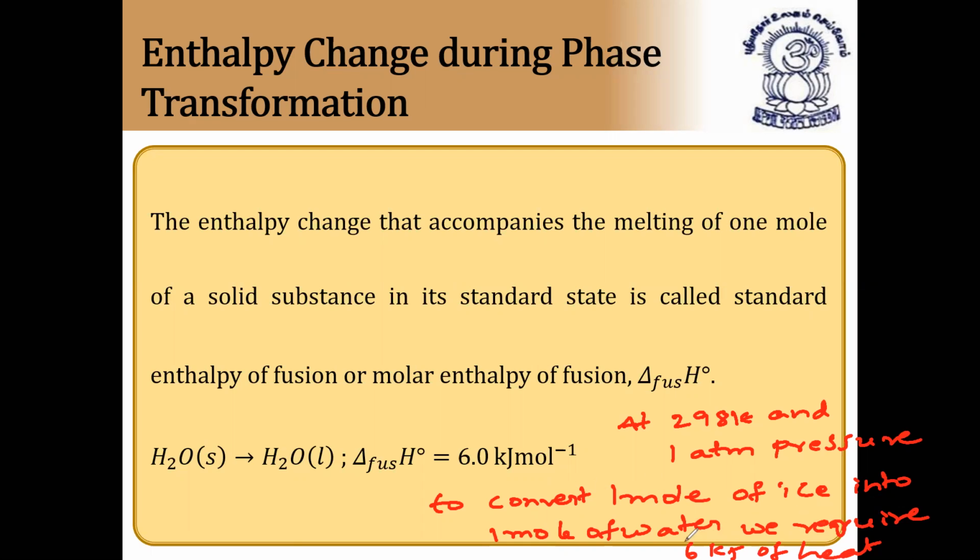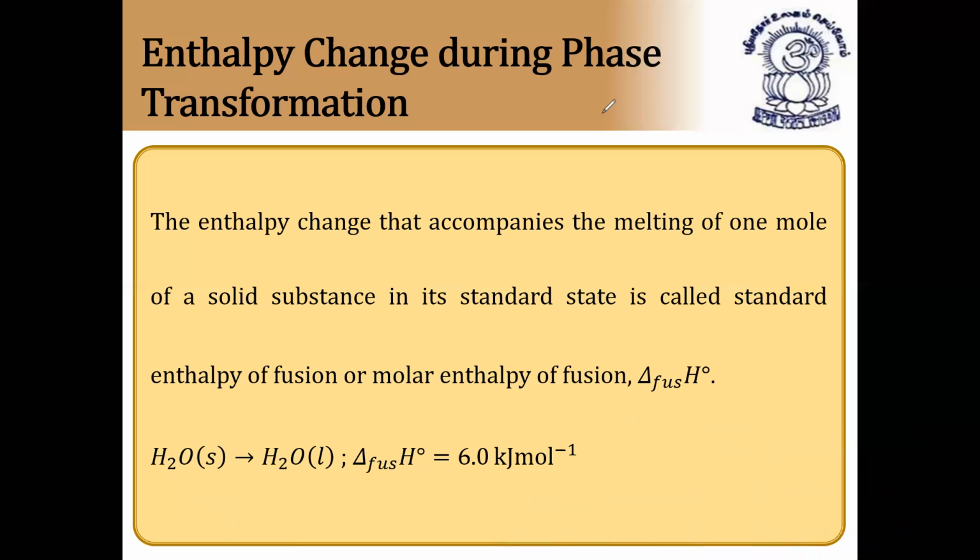So to convert 1 mole of ice into 1 mole of water at 298 kelvins and 1 atmospheric pressure, we require 6 kilojoules of heat. So this is called standard heat of fusion. Standard means the degree symbol will be kept here. So delta H of fusion is equal to 6 kilojoules per mole. I hope it is clear. Please note down this statement in your classroom. At 298 kelvins and 1 atmospheric pressure, to convert 1 mole of ice into 1 mole of water, we require 6 kilojoules of heat. I hope it is clear. Next.